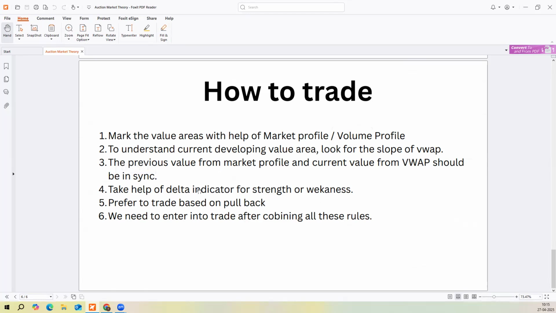Then to initiate the trade, you have to take the help of the delta indicator. Go with the delta indicator and always wait for a pullback to the important levels. Guys, sometimes your trades may miss, but that's okay. Not making money is not a bad thing, but if you lose money, that is a very, very bad thing. So these are the rules you should apply while going for a trade, guys.